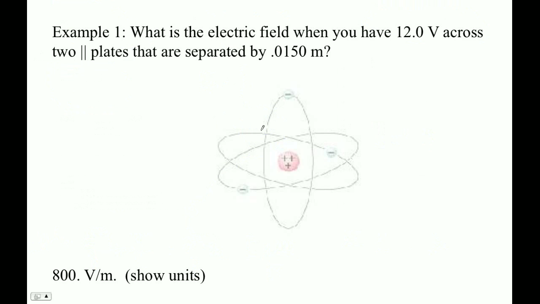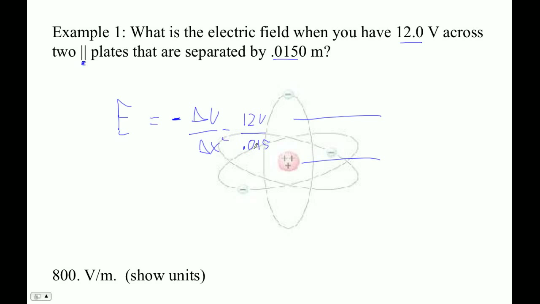So let's look at an example here. What's the electric field when you have 12 volts across two parallel plates, like a capacitor, separated by 1.5 centimeters? Well, the electric field is negative delta V over delta x. So let's just draw this here. Oh, I'm not even going to worry about the minus sign. I'm just going to divide. So let's go 12 volts over point... I don't use the minus sign because I don't understand it now. I'm just kidding. I do.